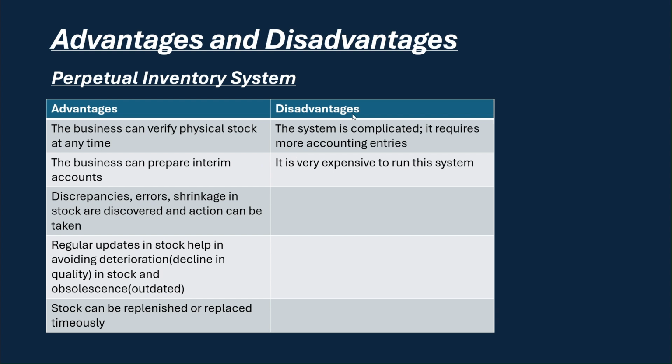Right. Then now we have disadvantages, right? So the disadvantages is that the system is complicated and it requires more accounting entries. So remember that each and every time they make a sale, they would record it. So obviously that's why there would be so many accounting entries, right? Because there's so many sales that they will be doing. So that's the reason why. And also that it is very expensive to run the system. That's why the system is used by big companies that are actually able to afford it, right? So that right there is the advantages and disadvantages of your perpetual inventory system.